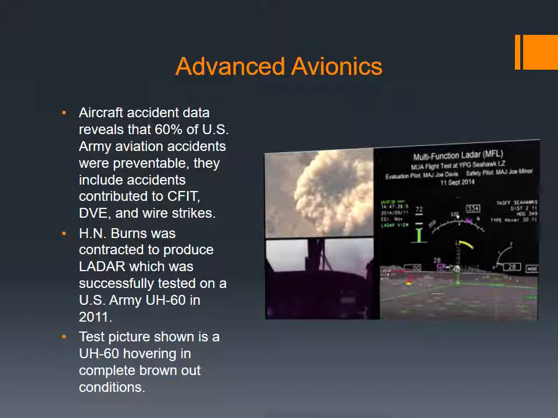Aircraft accident data reveals that 60% of U.S. Army aviation accidents are preventable. They include controlled flight into terrain, degraded visual environments, and wire strikes.